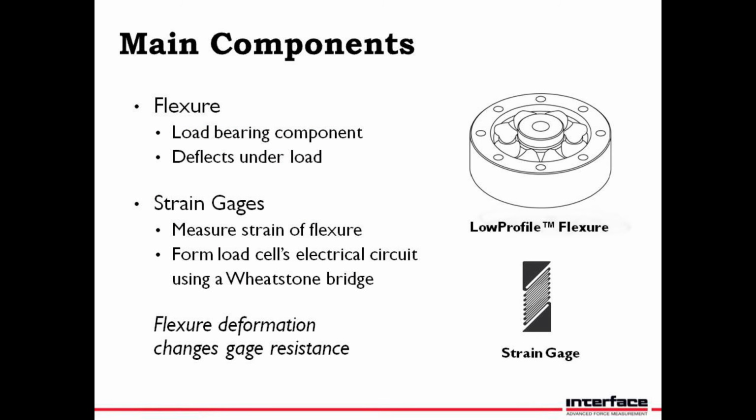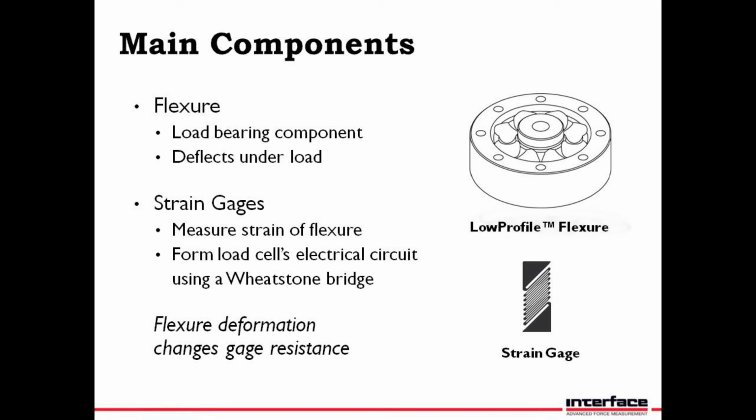Thank you, Nikki. So continuing on with the anatomy of the load cell, let me talk about its two main components. First, we have the flexure, which is the load-bearing component of the sensor, and sections along the flexure are designed to deform under load. The second component is the strain gauge. The strain gauge measures the magnitude of the deformations in the flexure. The deformations in a flexure cause the strain gauge to change its resistance.